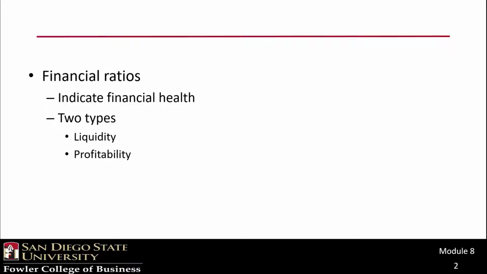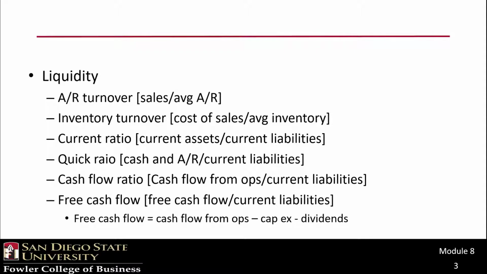Let's get going. Financial ratios are used as measures of financial health for firms. There are two primary types: ratios that measure the liquidity of the firm and ratios that measure the profitability of the firm. So here are some liquidity ratios.